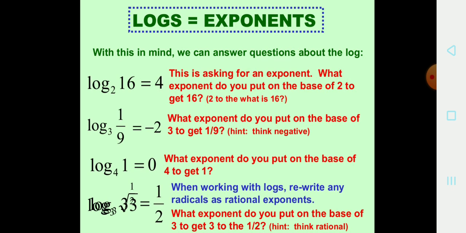And think negative. So look at it, log base 4 of 1 equals 0. What exponent do you put on the base 4 to get 1? So log base 3 of the square root of 3 equals 1/2. So when you are working with logarithms, we write radicals as rational exponents. What exponent do you put on the base 3 to get the square root of 3, which is 3 to the 1/2?